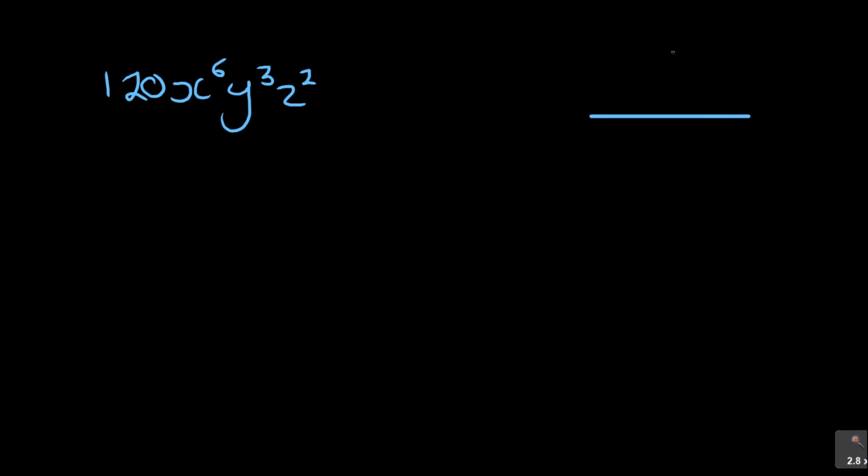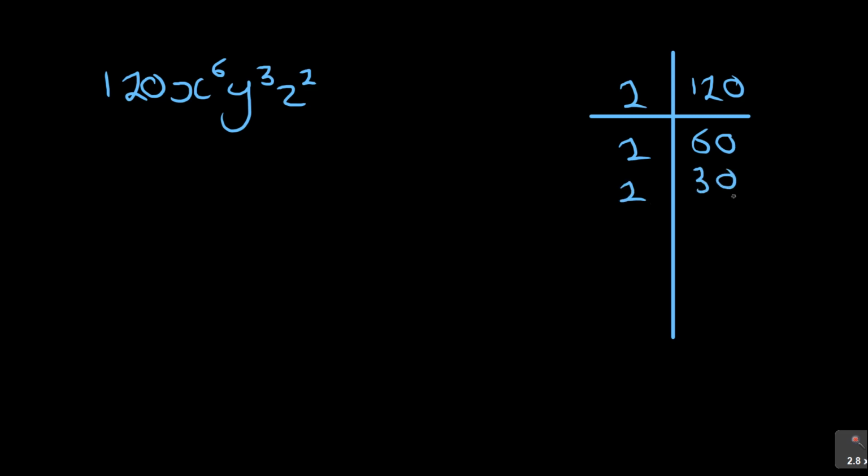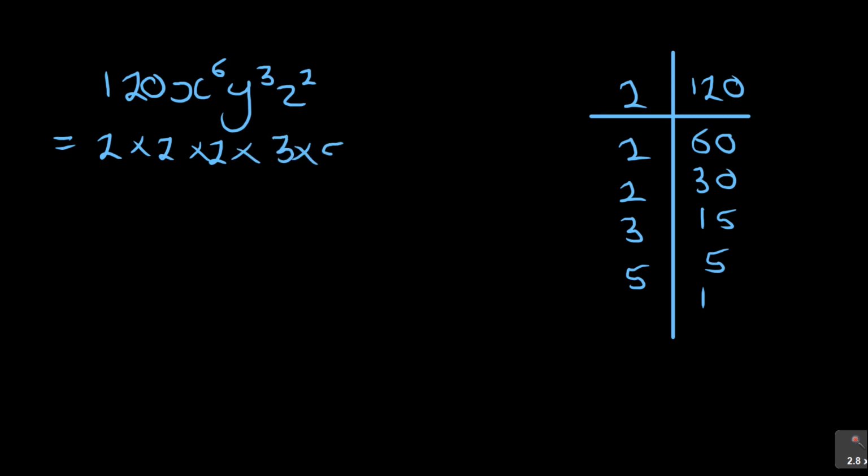The longer way is like this. You take 120 here and you say 2 into 120, it's 60. 2 into 60 is 30. 2 into 30 is 15. 3 into 15 is 5. 5 into 5 is 1. So you can see it's 2 times 2 times 2 times 3 times 5. You must end up with the last one. They can mark you like that.